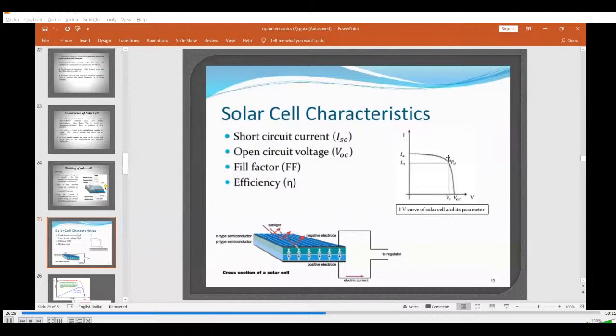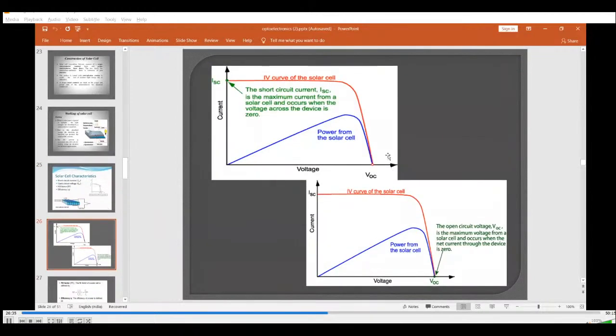If you know the maximum power output, then you can calculate the fill factor and the efficiency of this solar cell. Got it now? So how to calculate it? First, we discussed the open circuit voltage, VOC. The voltage across the illuminated cell at zero current is known as the open circuit voltage. Then what is the short circuit current? Here, this is the short circuit current and this is the open circuit voltage.